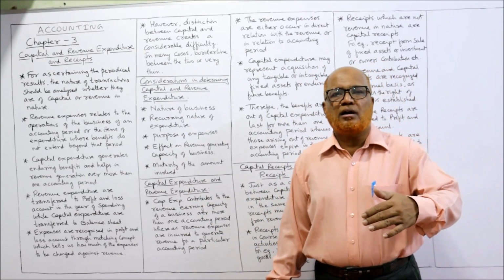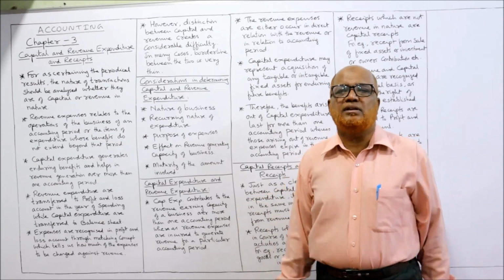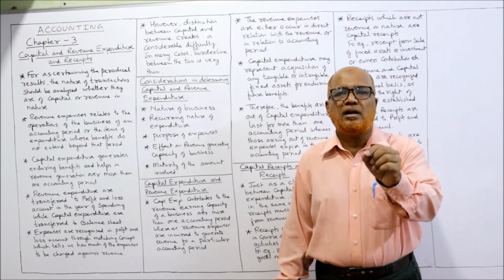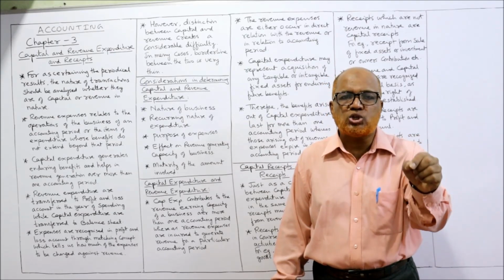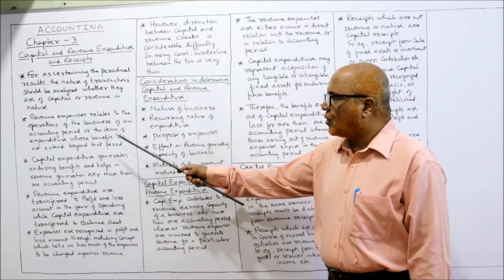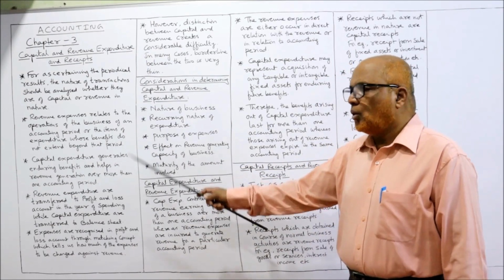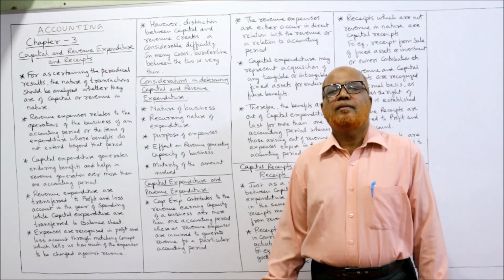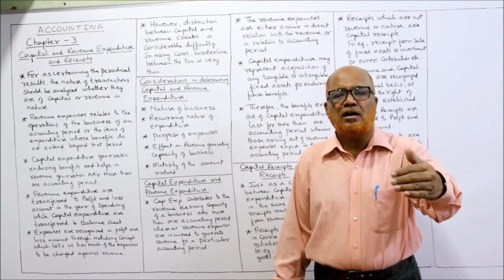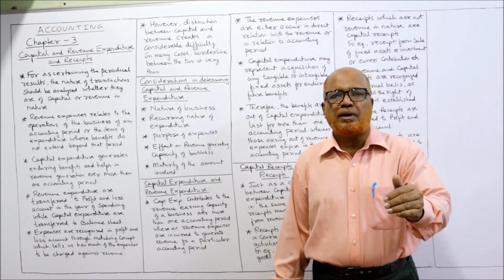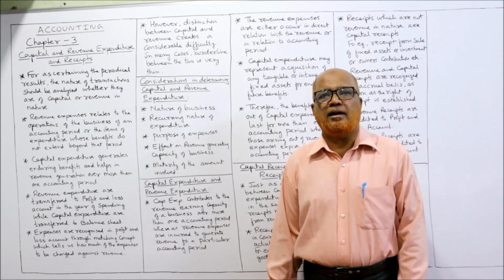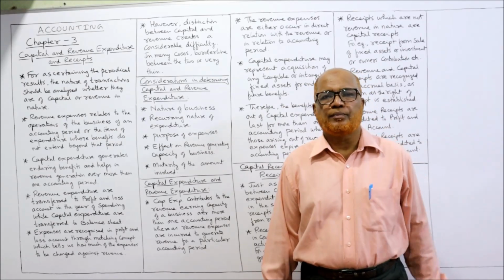Now, revenue expenses relate to operations of the business of an accounting period. Any expenditure incurred to operate the activities, to conduct the activities. So, all expenditure related to operations of the business are called revenue expenditure, whose benefit do not extend beyond that period. That means whatever expenditure is incurred, the benefit from that expenditure will expire within the same accounting period. Simple example I'll give you.